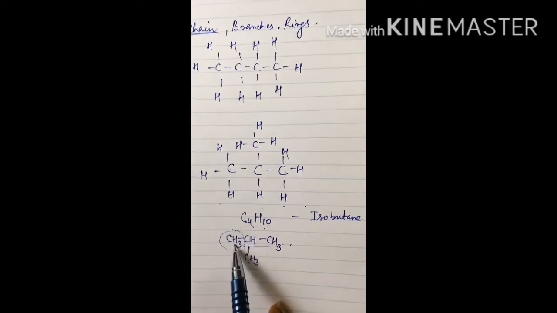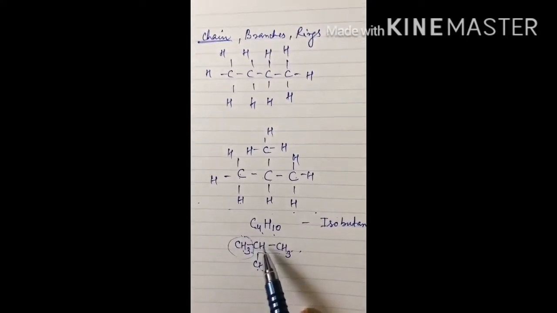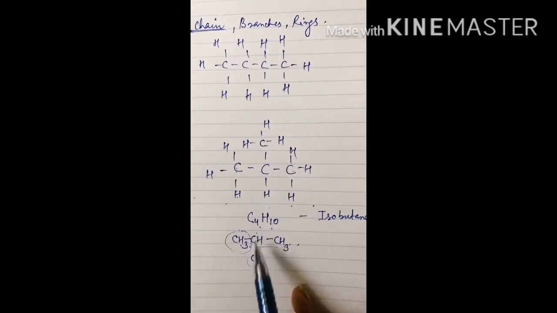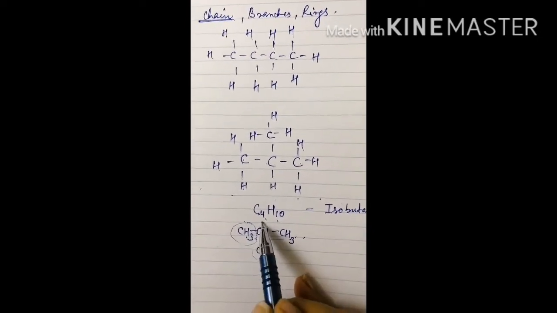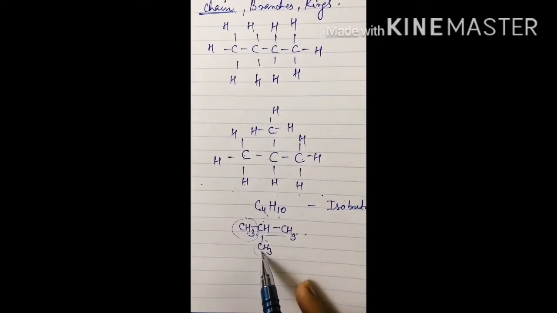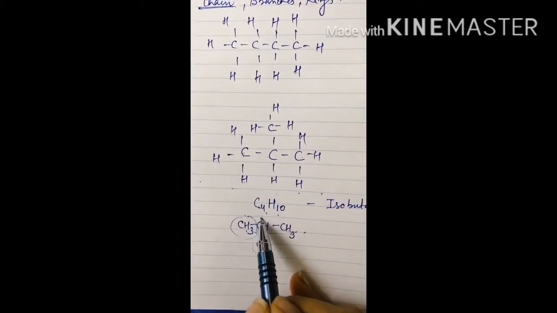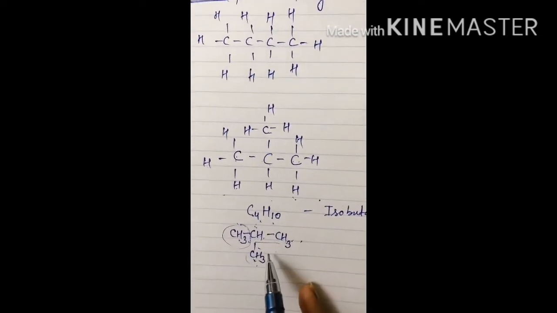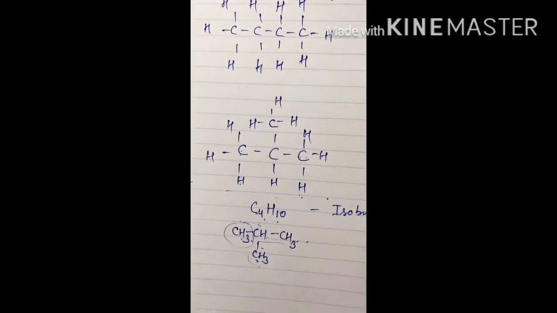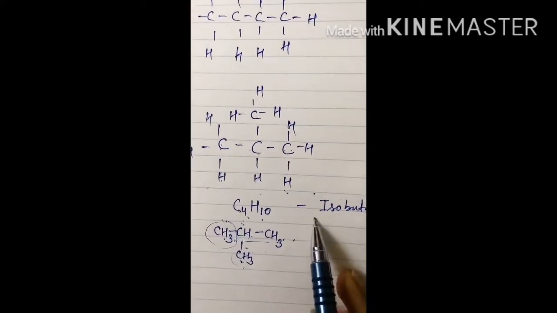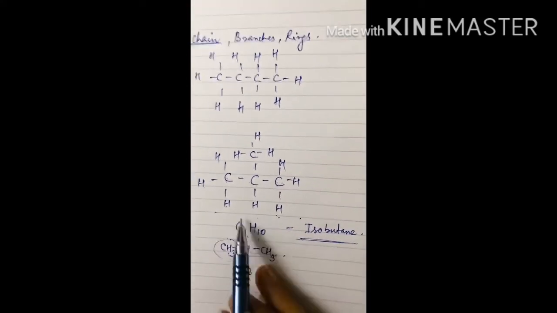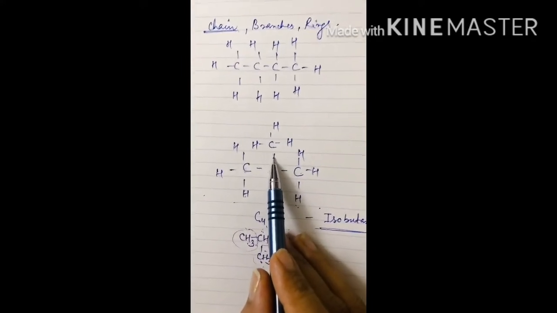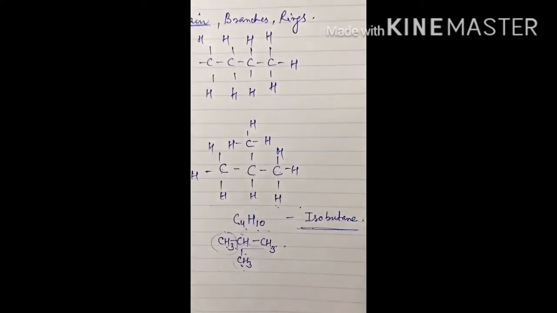CH3, CH3, CH, CH. This CH3 I can write on the top also, or here also. If you don't want to write here, you can write over here also. Okay, and then CH3. So this is the molecular formula. Now students, what do we name it as? Isobutane. It is a structure of butane. If you have only one branch over here, we can call it isobutane.